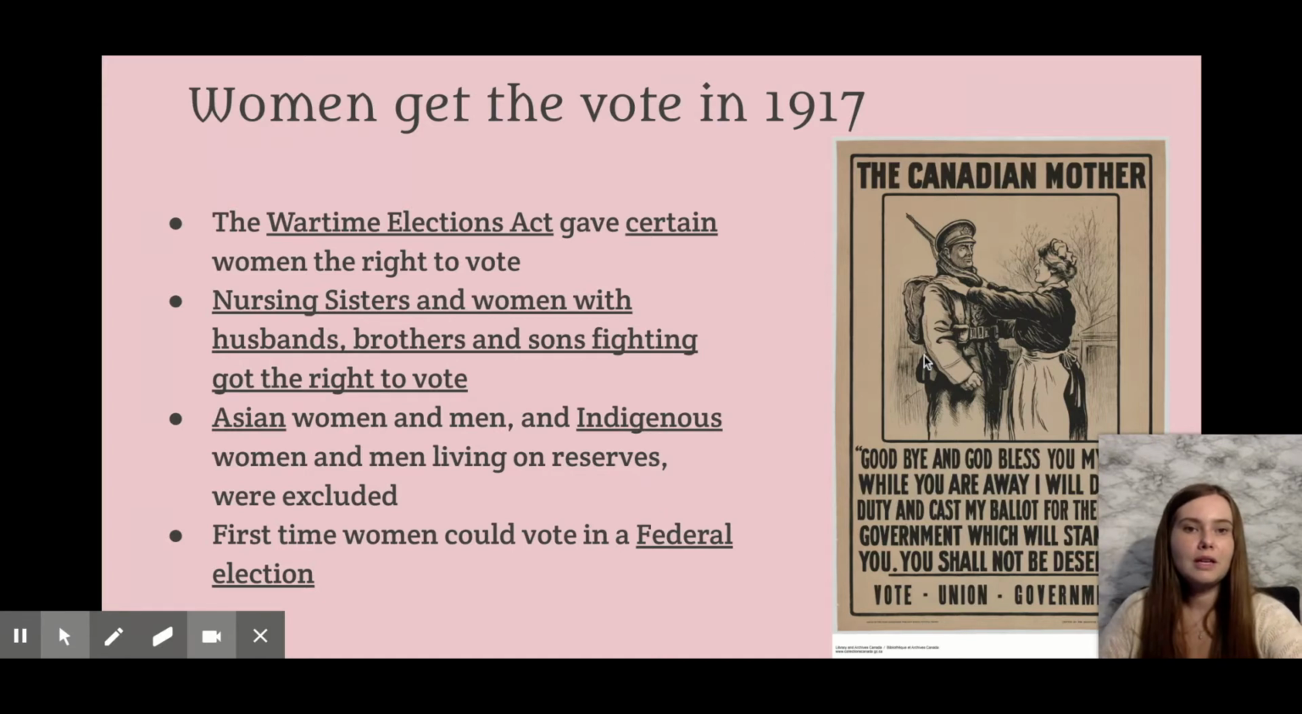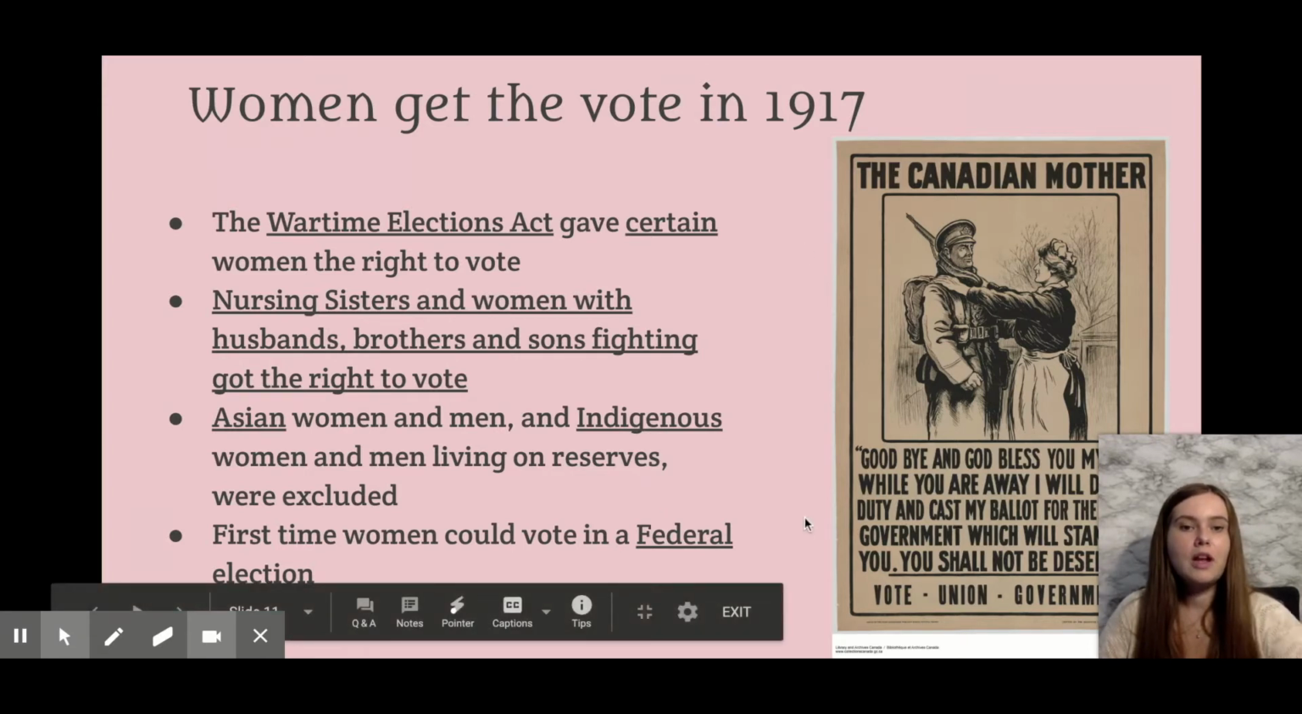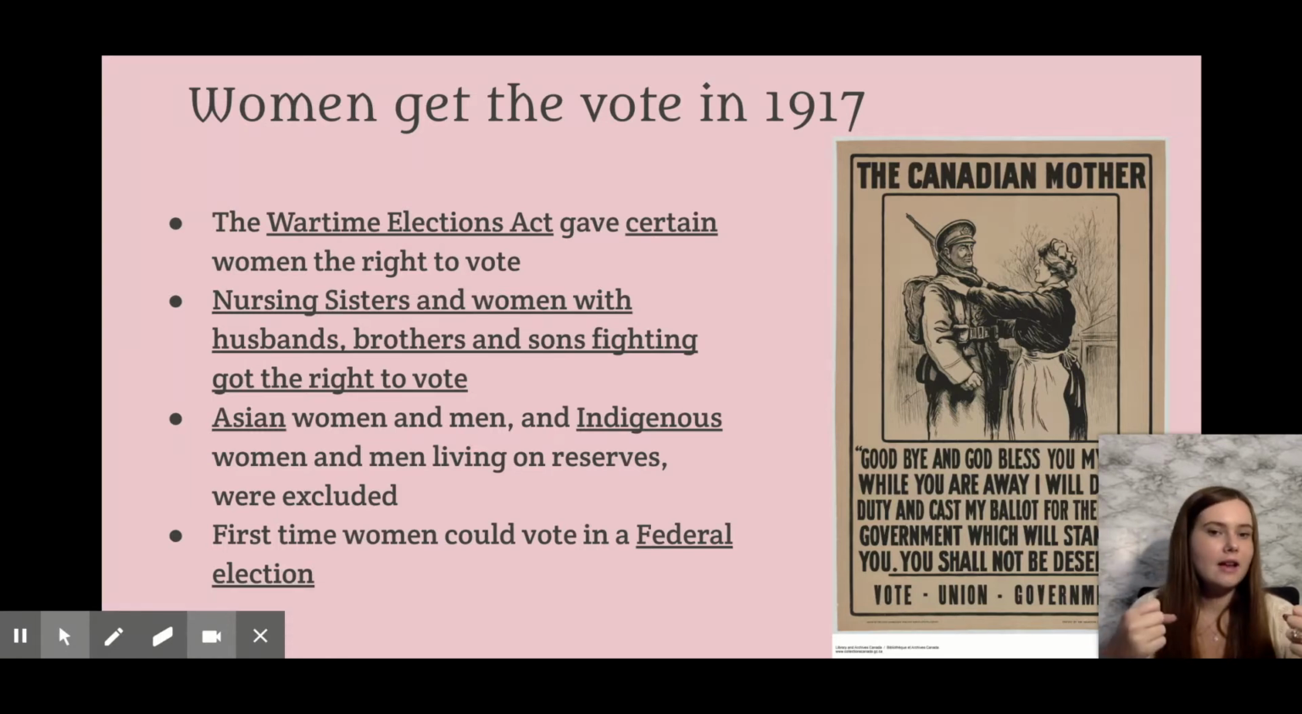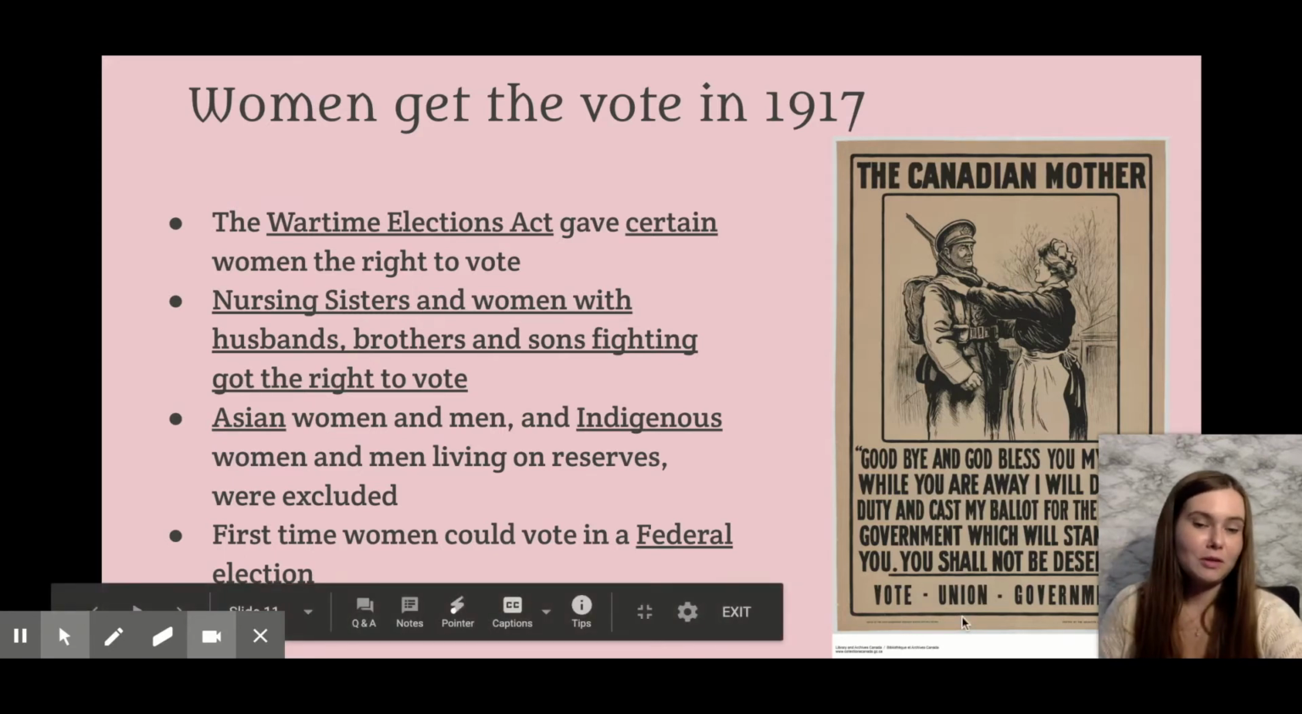So here you see a really great example of the propaganda poster where it's a mother saying goodbye and God bless you, my son, and how he's doing his duty, but I'm also going to do mine and vote. And then it tells you which government. So vote for the Union government, vote for the Union.